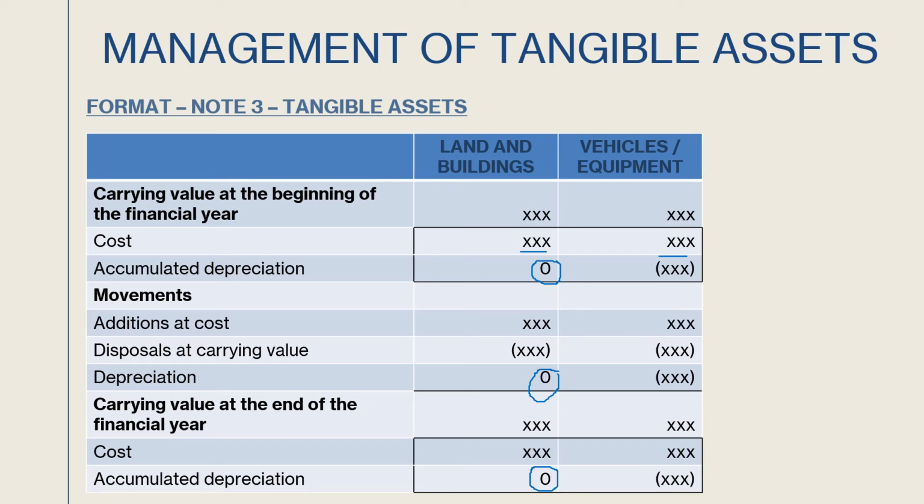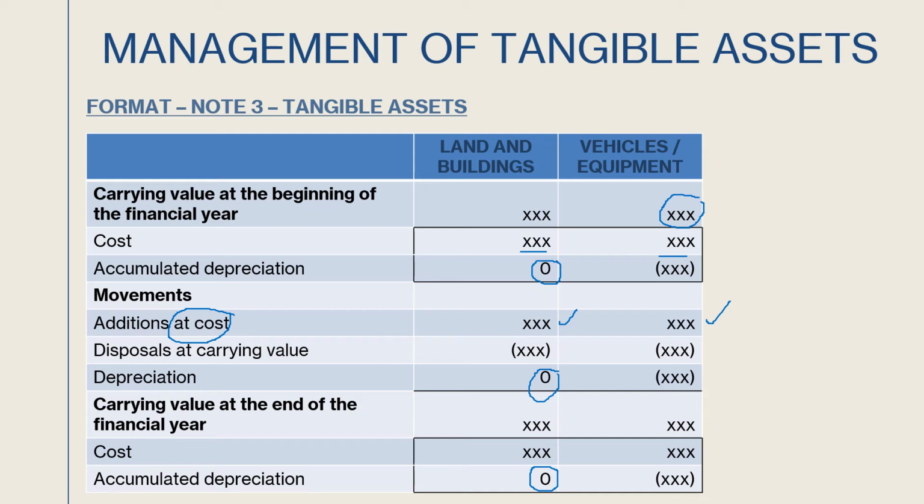All right, but for vehicles or equipment, we're going to take the cost price and we minus the accumulated depreciation in order to get the carrying value at the beginning of the year. During the year, there could have been movements, okay, for both land and buildings or the vehicles and equipment. If we've purchased more assets, that we are going to add in there, and this will be at cost. This is important. This we will always capture at cost price.